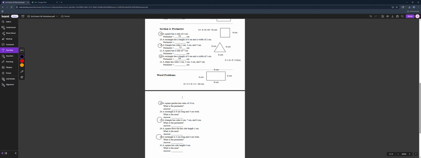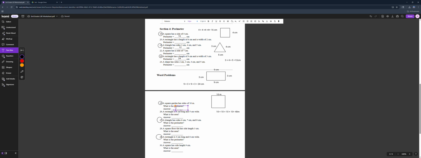Then we have word problems. Number 25, a square garden has sides of 10 meters, and we want the perimeter. Each side of the square is going to be 10 meters, and to find the perimeter, you add all the sides, so it'll be 10 meters plus 10 meters plus 10 meters plus 10 meters, and that would come out as 40 meters.